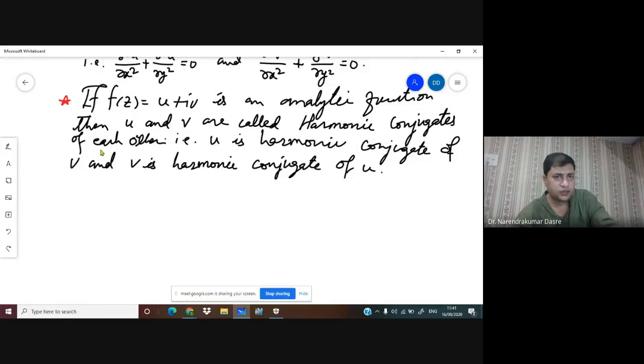Okay, and if they are harmonic conjugates of each other, definitely we are able to find one if we know the other. So what is the path? If I know u or v, then I am able to find out this f of z, and once I know f of z, I am able to find out its real and imaginary part. So that's how, if u is given, we can find v. If v is given, we are able to find u, as we are able to find the analytic function f of z.